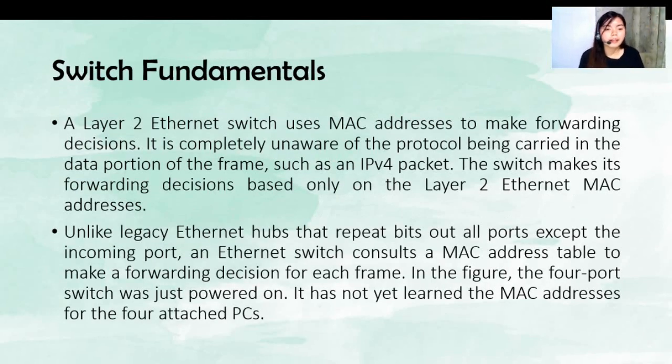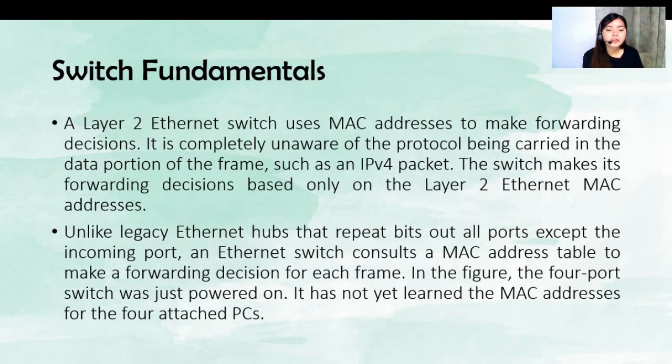Switch fundamentals. A layer 2 Ethernet switch uses MAC addresses to make forwarding decisions. It is completely unaware of the protocol being carried in the data portion of the frame, such as an IPv4 packet. The switch makes its forwarding decisions based only on the layer 2 Ethernet MAC addresses. Unlike legacy Ethernet hubs that repeat bits out all ports except the incoming port, an Ethernet switch consults a MAC address table to make a forwarding decision for each frame.